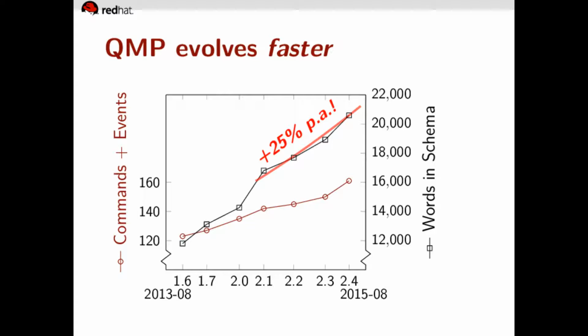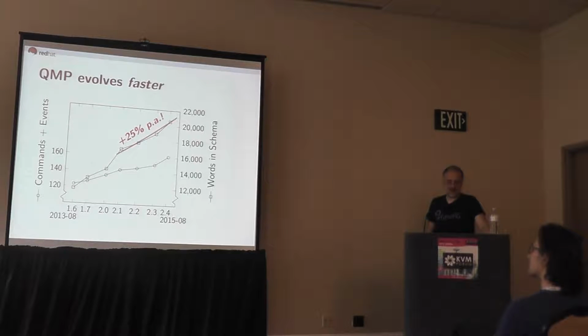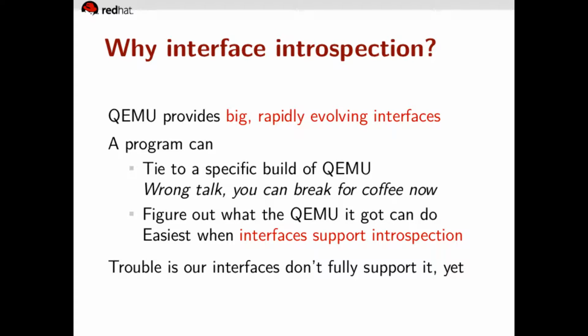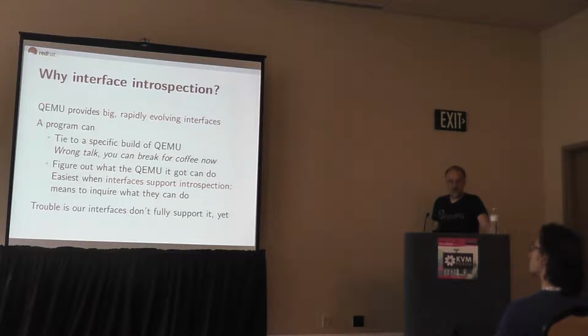QMP evolves even faster. Here the red line is the number of commands and events, and the black line is the number of words in the schema. And it's been growing by 25% year over year. So, why interface introspection? QEMU provides big, rapidly evolving interfaces.